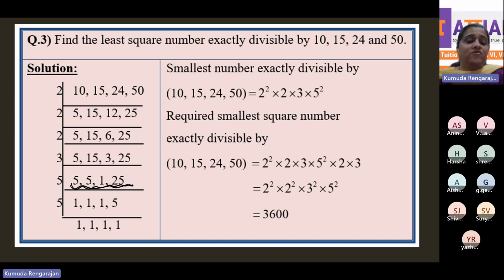So the next prime, 5. 5 ones are 5. If it's 1, write 1 as it is. And 5 fives are 25. And finally, 5 again. 5, 1, 1, 1, and 1. 5 ones are 5. So in case you had forgotten this method, I've helped you recall that.